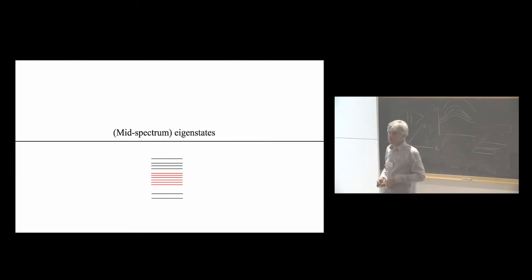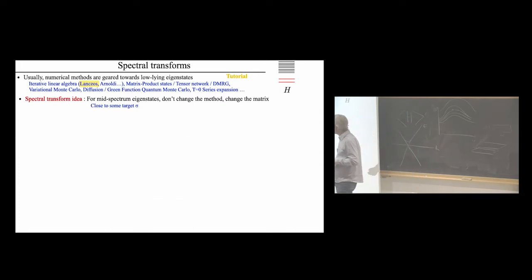Mid-spectrum eigenstates. Let's start with that. I want to have a state in the middle of the spectrum. As I said, in condensed matter, usually we target low energy states. We have so many methods to talk about that, especially iterative linear algebra, like the Lanczos algorithm, which is very standard. There's a tutorial on that. It's very good to know how it works. DMRG, all types of projection, quantum Monte Carlo, blah, blah, blah, as Thierry was mentioning.